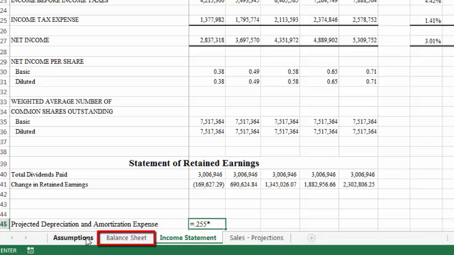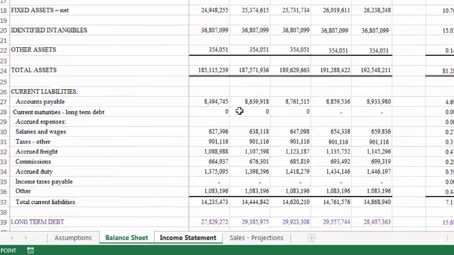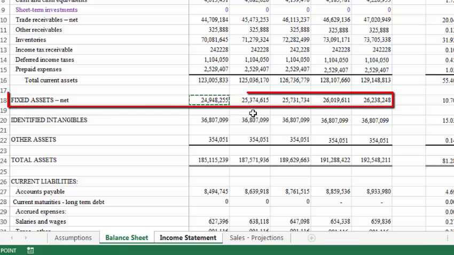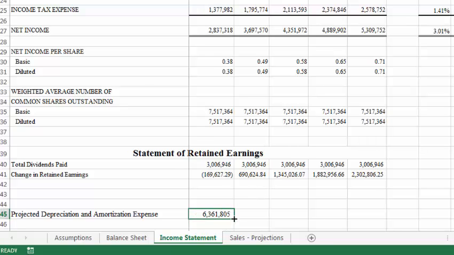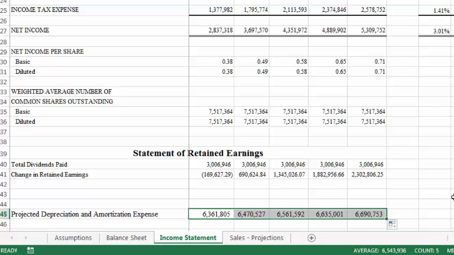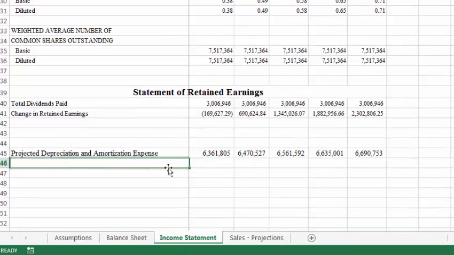For those of you who are wondering where that came from, that's the one that we just barely did, the 25.5%. I'm going to scroll back up here and say, here are my fixed assets that I'm going to need or have at the end of that time period. And this is the approximate depreciation and amortization per year. And it's going to grow slightly as we add more new fixed assets.